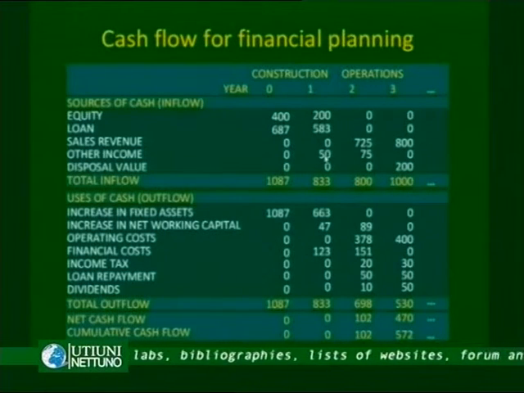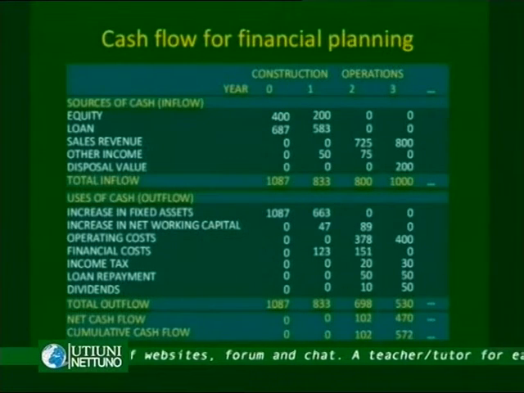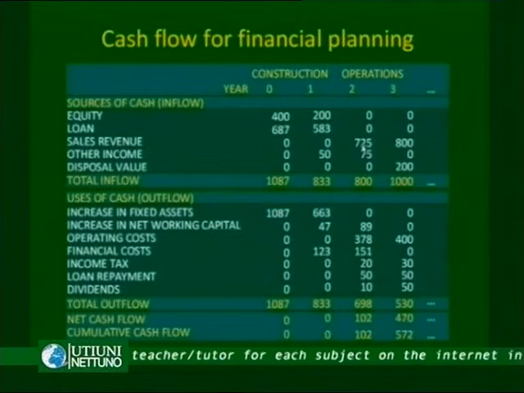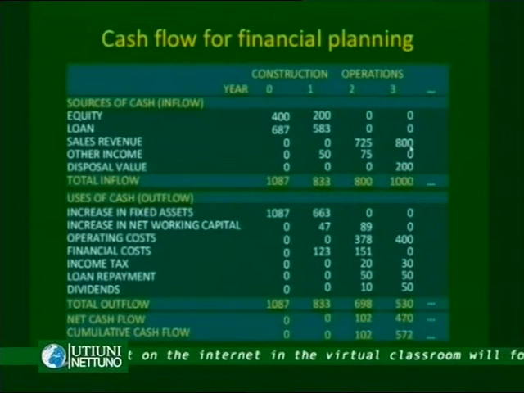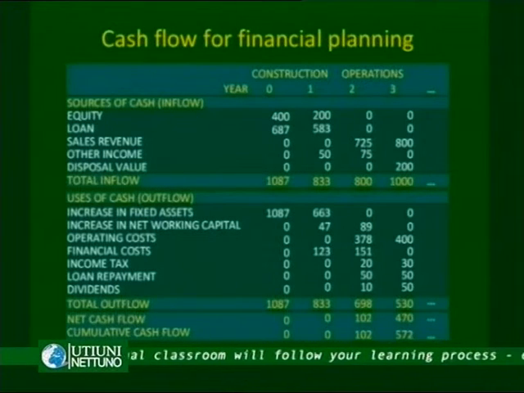At this point in year 1, we have also some other income that is generating a positive cash flow. That could be, for example, related to a subsidy. And in year 2, the operations start, so we can see that revenues are positive. They increase in year 3. So there is an inflow that is related also to the sale of products and services.